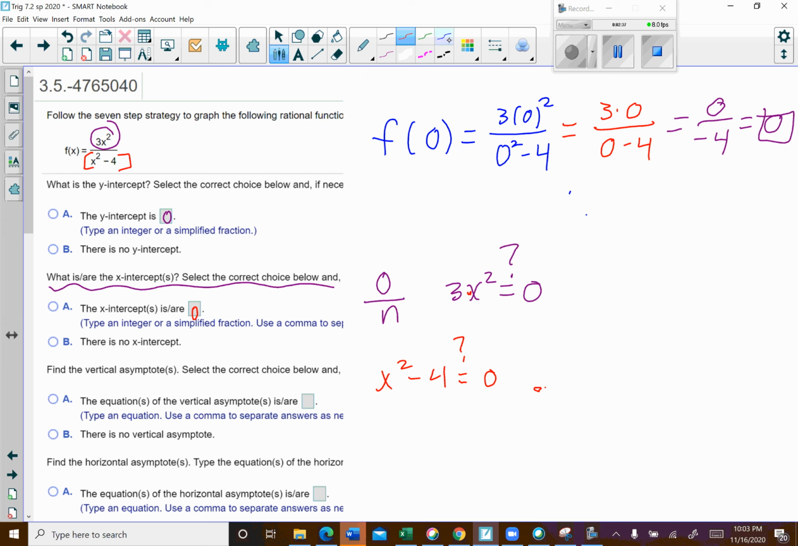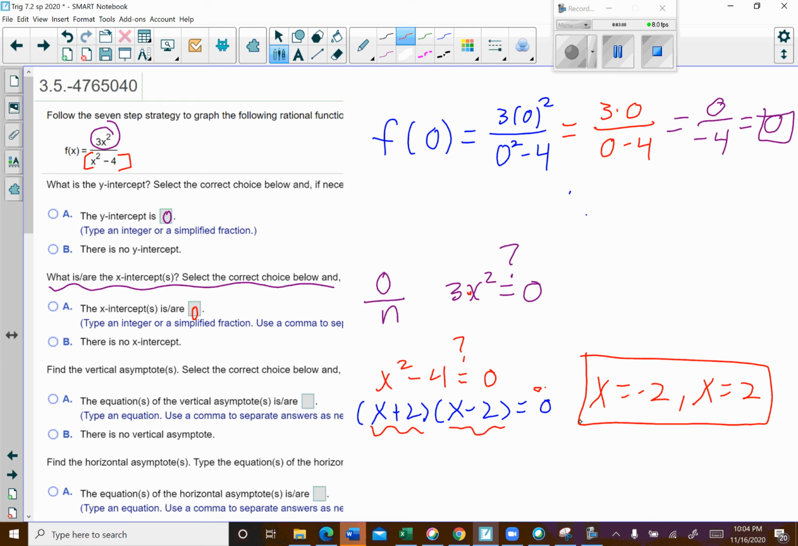So this is factorable here, so this is going to factor to x plus 2, x minus 2. And then when you take each one of these and set them equal to 0, you're going to get x equals negative 2, and you'll get x equals positive 2. So those are the excluded values that cause the denominator to equal 0, and those are actually your vertical asymptotes right here.